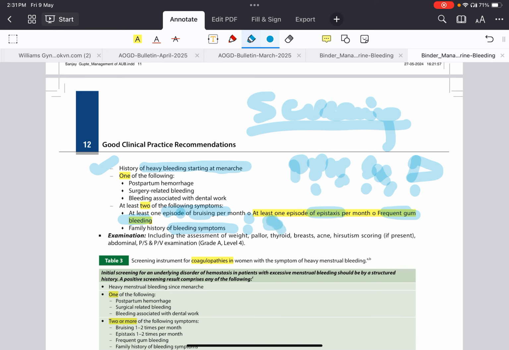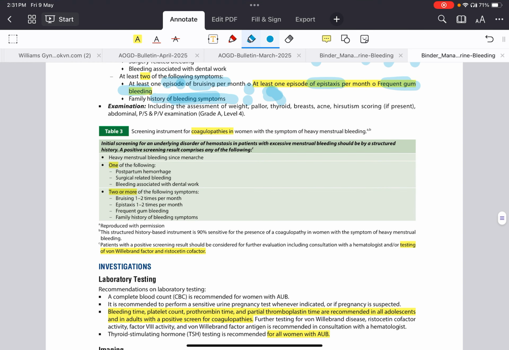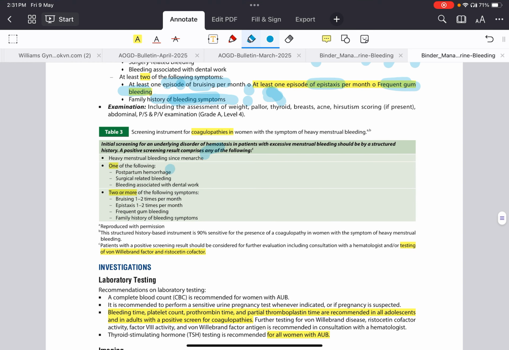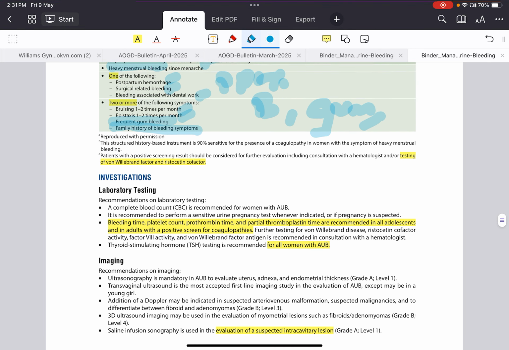Then, with heavy bleeding, a history of PPH and a family history, it is positive. This table is very important: heavy menstrual bleeding, PPH, surgery bleeding, dental work bleeding, bruising 1 to 2 per month, epistaxis 1 to 2 per month, frequent gum bleeding. If she has bruising and frequent gum bleeding, a history of PPH, and heavy menstrual bleeding now, then she is positive for coagulopathies. Then you'll do PT, aPTT and everything.